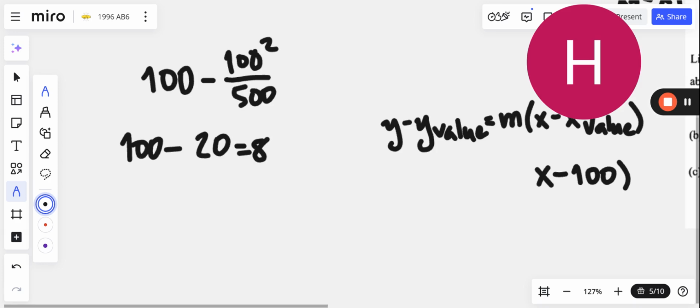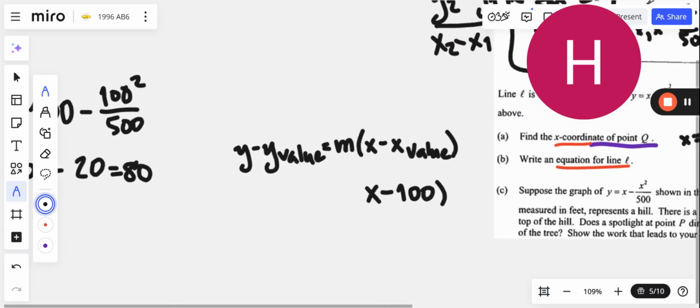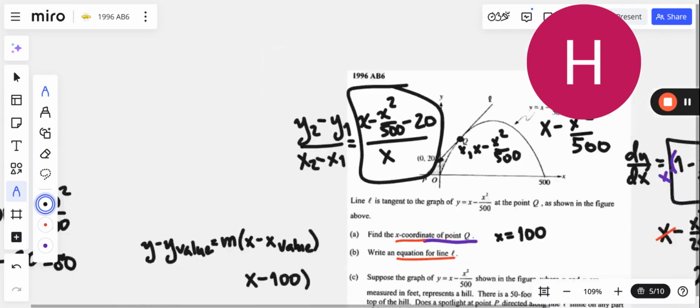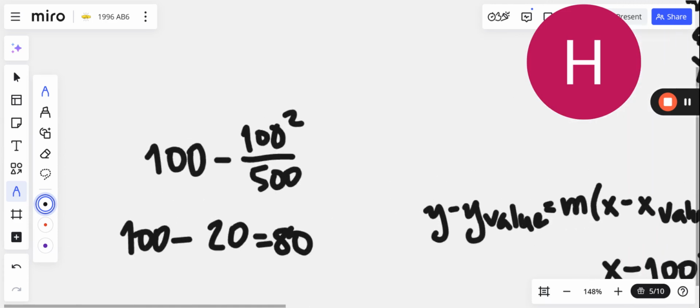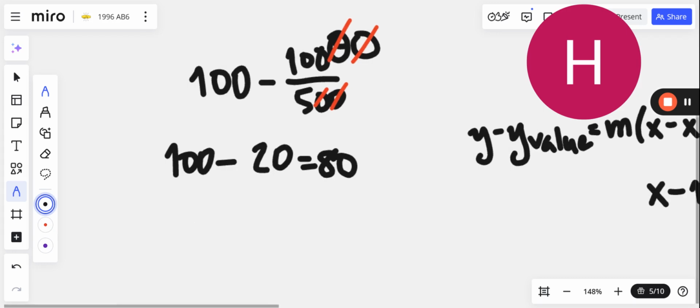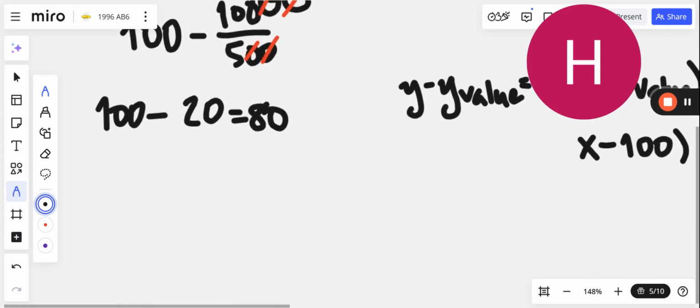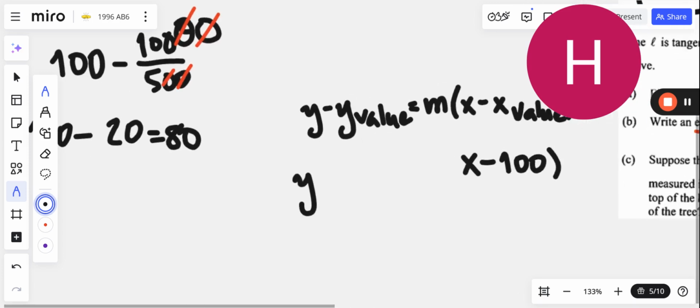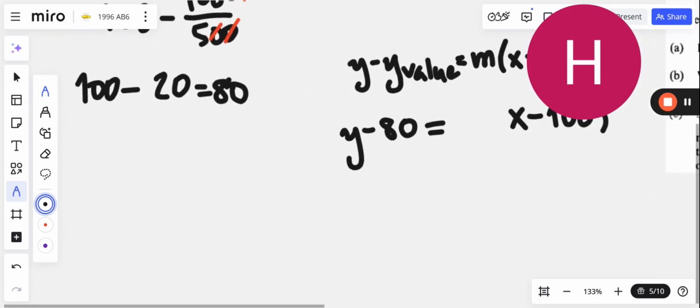So this is 80. Does that seem right? Seems right to me. Let's see. Make sure I'm canceling these zeros correctly. Yeah, 100 divided by 5 is 20. 100 minus 20, that's 80. So it looks like the y value is 80. This is going to be y minus 80. Oh, actually, you know what? Yeah, I didn't have to do all that.